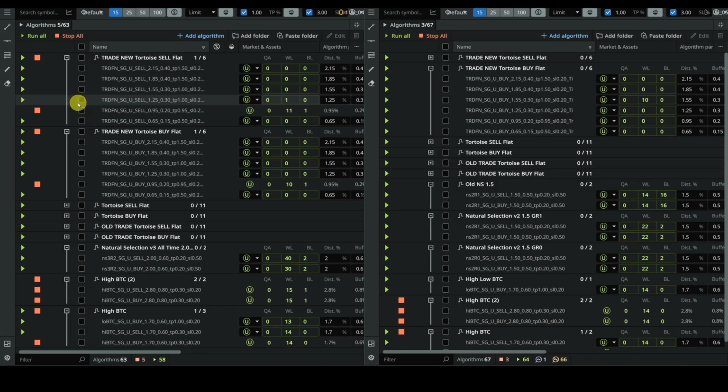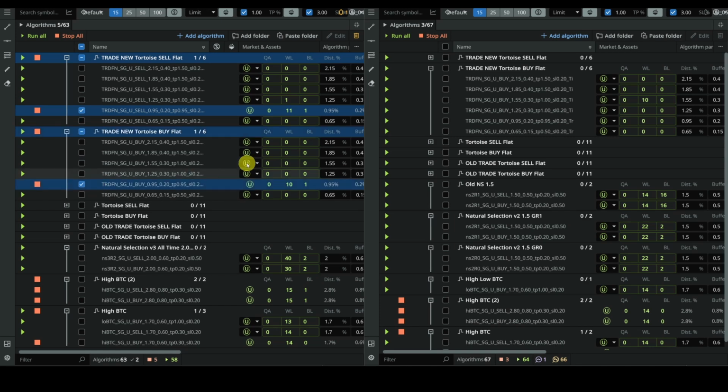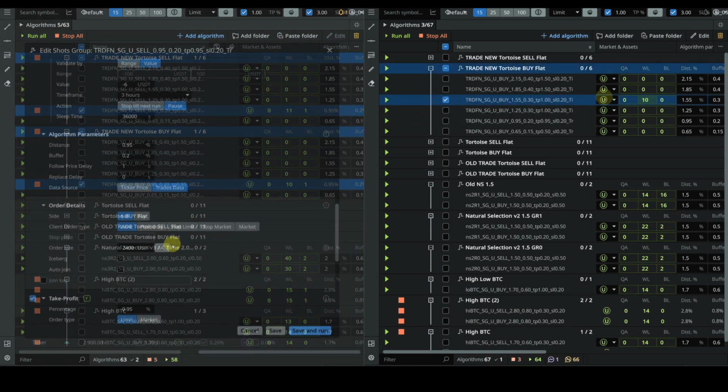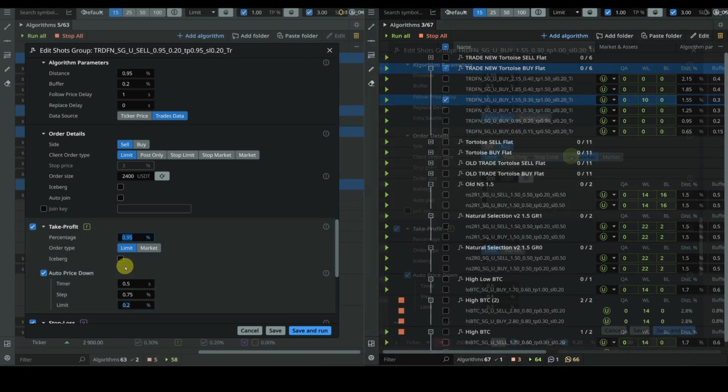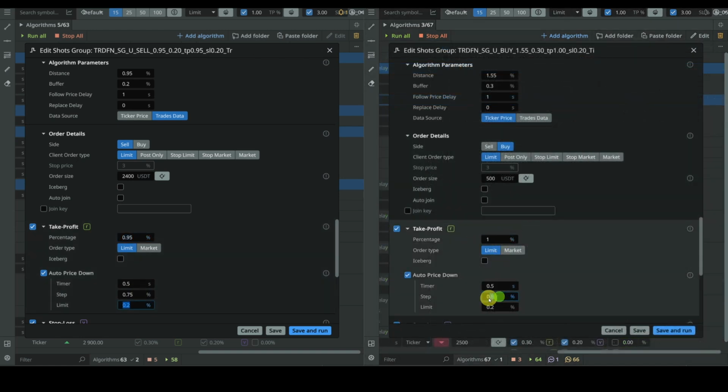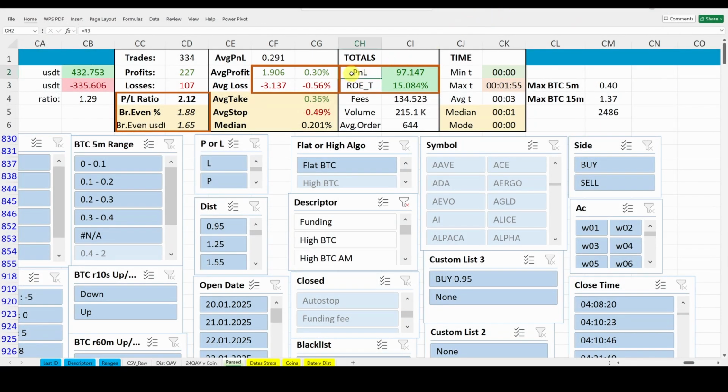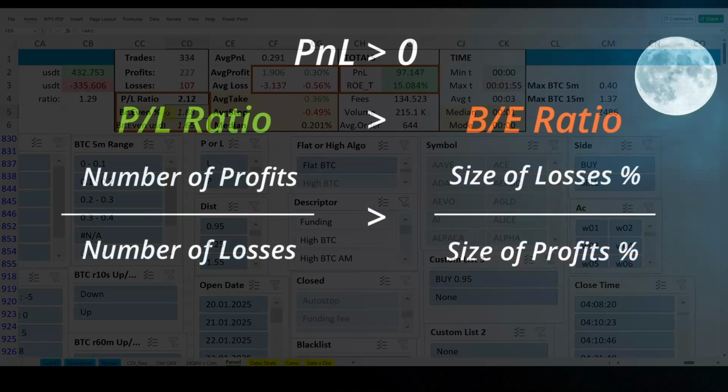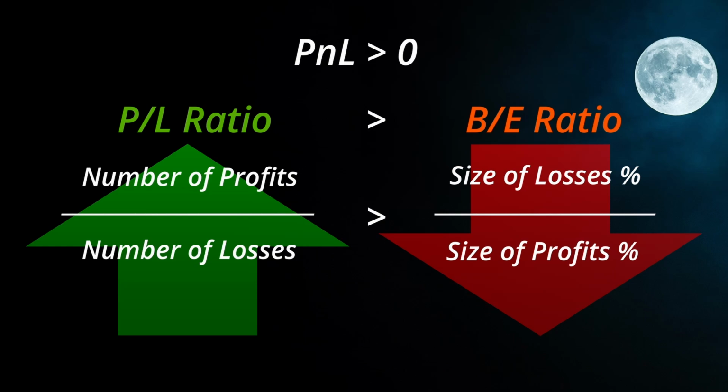For the updated tortoise strategy, mainly two distances were used, 0.95 and 1.55. The aggressive take profit was set at 0.95 and 1% respectively, with a drop to 0.2 after half a second. So far, it yielded plus 97 USDT in profits for an ROE of 15%. The profit-to-loss ratio is only 2.12, but the break-even ratio is even better at 1.88. And based on the math in a previous video, this equals overall profit.